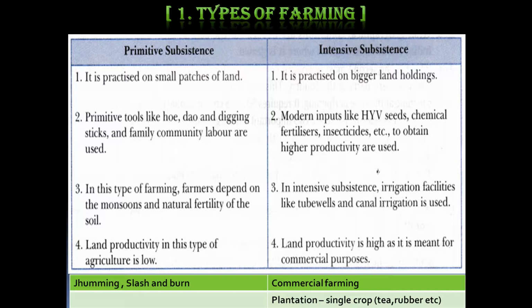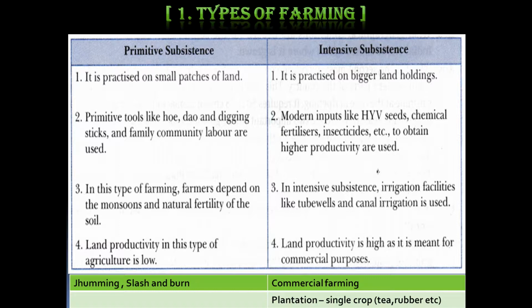Productivity is also very high. In intensive subsistence farming, irrigation facilities like tube wells and canal irrigation are used. As I told you earlier, in primitive subsistence farming they are completely dependent upon the monsoon, but here, if the monsoon doesn't come on time, they have other facilities, that is tube wells or canal irrigation. Here land productivity is high as it is meant for commercial purposes. In such intensive farming, plantation comes into this category.